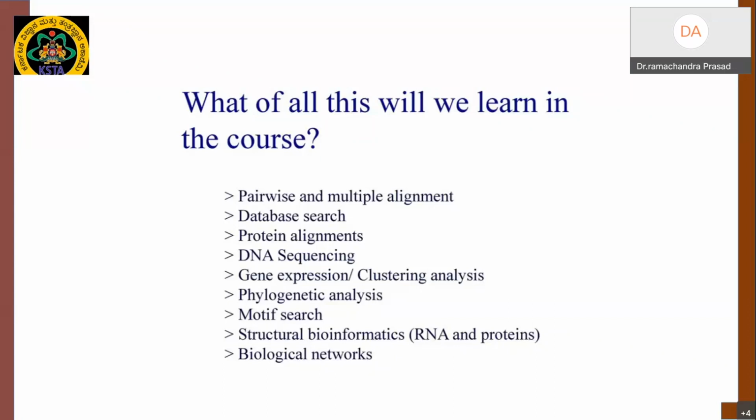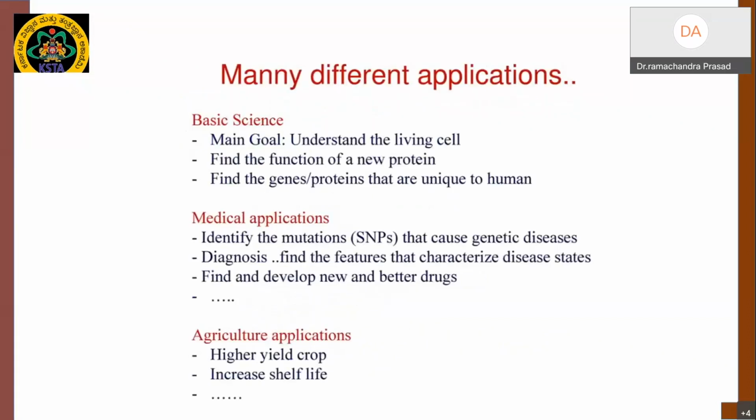Biological networks. So we can link functions to each other and understand the networks. There are many different applications of bioinformatics: basic sciences, medical applications, and agriculture applications. The main goal of basic science is to understand the living cell.